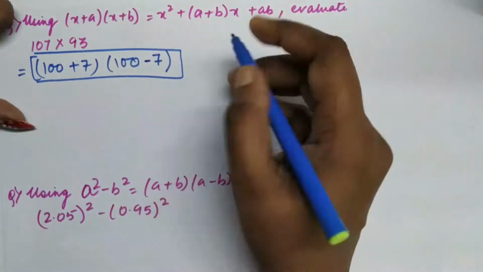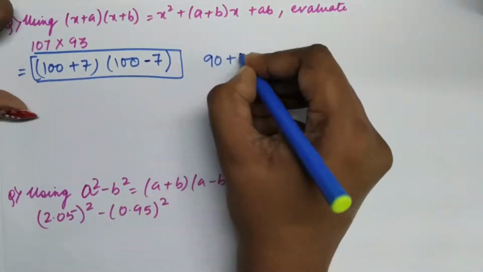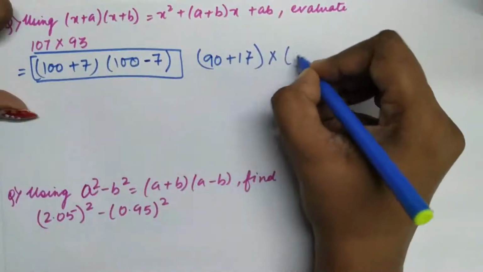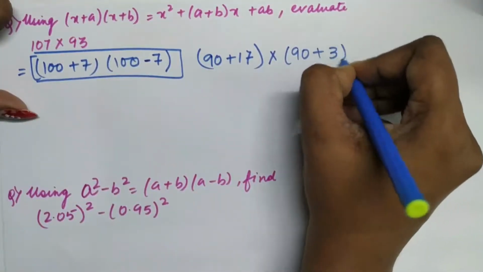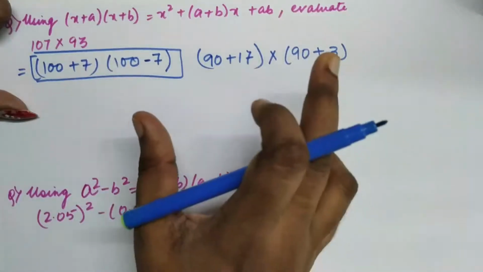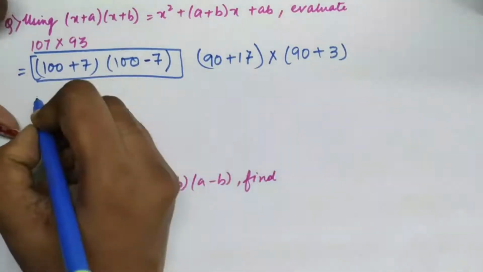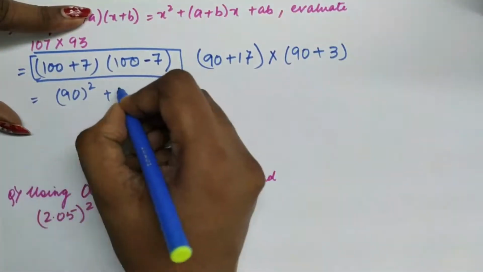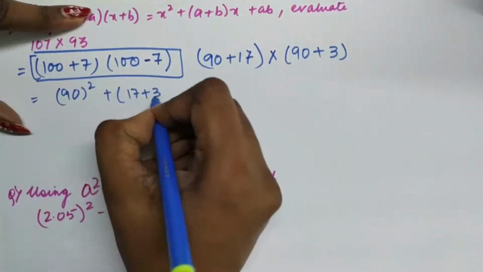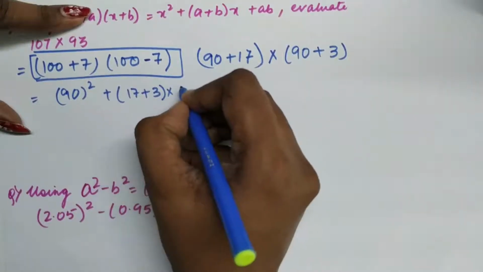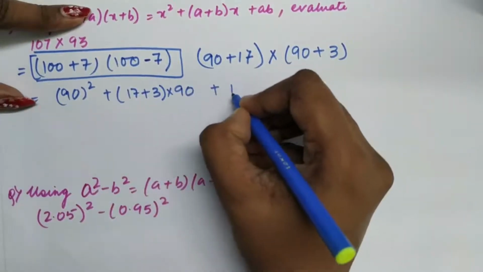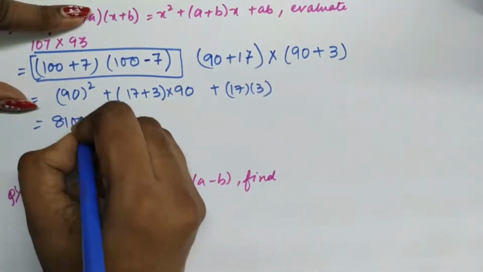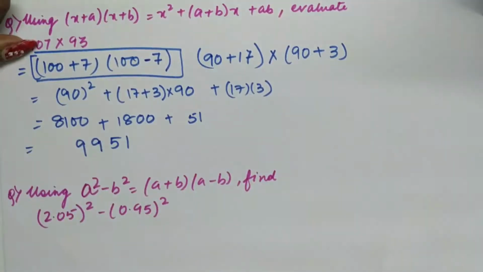So to use this identity, I can write 90 plus 17, that will give me 107, into 90 plus 3. So in this case you can see that 90 is same and a and b's value are different. So when I put this formula, 90 square plus (a is 17 and b is 3) into x, that is 90, plus a into b, that is 17 into 3. So when I solve it, I am going to get the result as 9951.